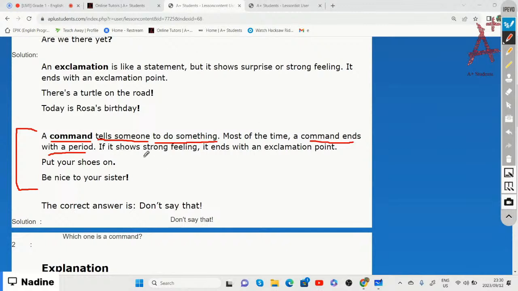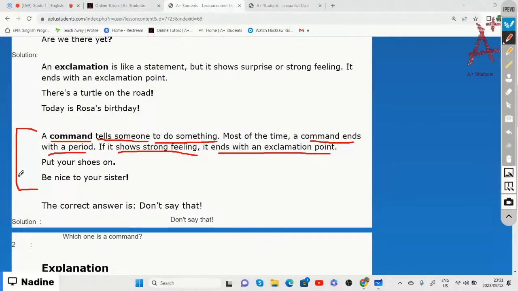But if the command shows strong feeling, then it ends with an exclamation point. And here we have two examples of a command. One being "Put on your shoes." It's like your parent is telling you to put on your shoes. We're going to be late. "Go get your bag."